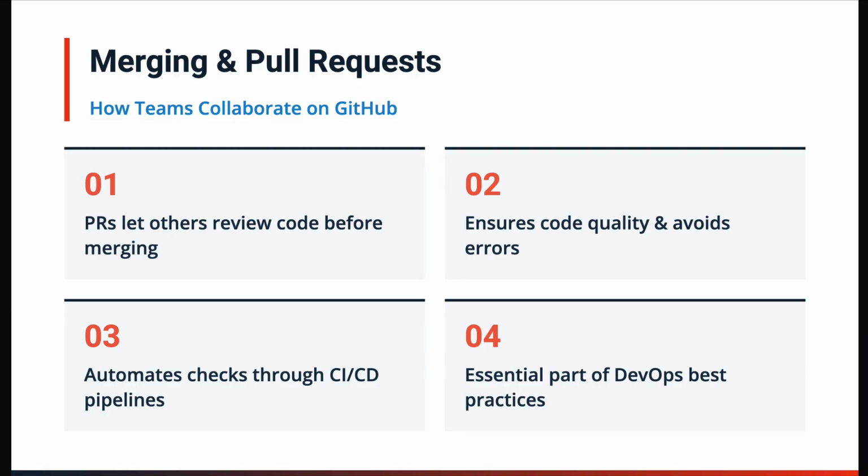Automated checks also run on a PR, like tests and linters, which help catch errors early. Once everything looks good, the PR gets approved and merged. This ensures quality and consistency in the code base.